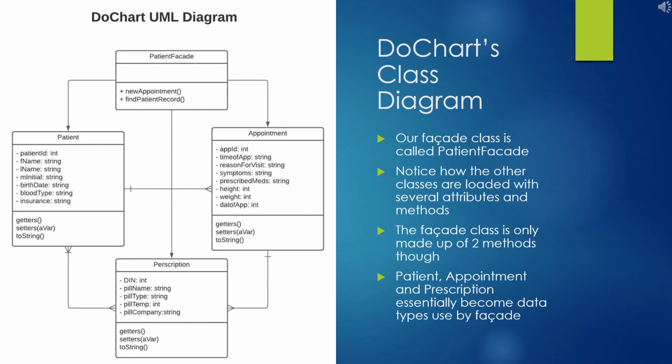As far as the patient, appointment, and prescription classes, they all function in just about the same exact way. Each class represents the object they are named after and are only intended to be used by Patient Facade when needed. Almost all of the logic for DocChart is going to be written in the facade patient's methods, while the other object classes will act as data types meant to be used by the facade class.